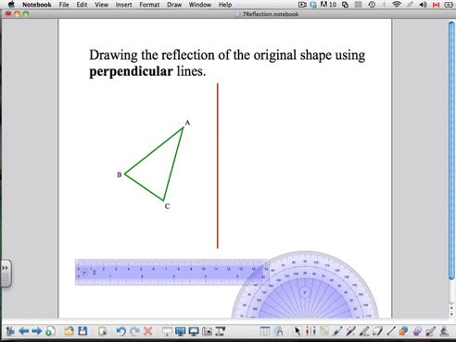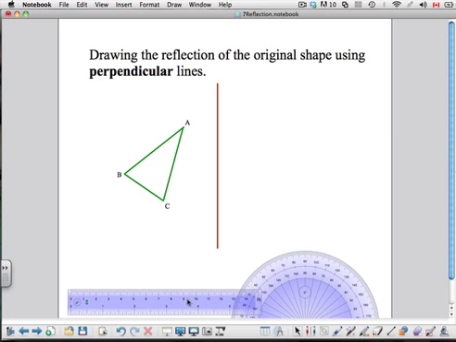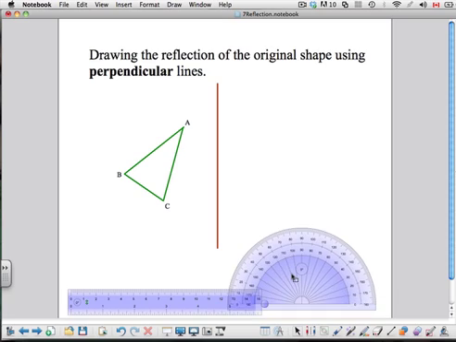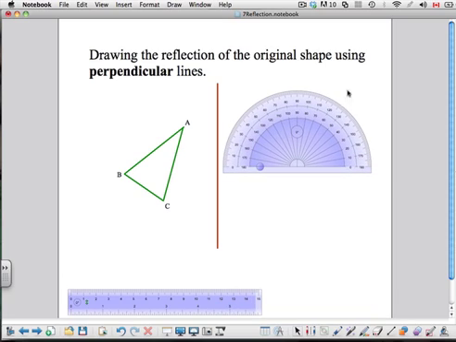Okay, this is where the fun begins. We are going to draw the reflection of this triangle using perpendicular lines. And when I say perpendicular, I mean perpendicular to the reflection line. So this red line is the reflection line. Now I'm going to show you two examples. The first example is using your protractor, the half moon, and a ruler. So first step, take out your protractor.